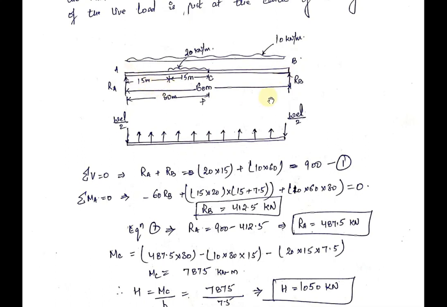So RB will take a point in the anti-clockwise direction. For anti-clockwise we are going to take minus, so minus RB, and the perpendicular distance of RB from A point is 60. So minus 60 into RB.